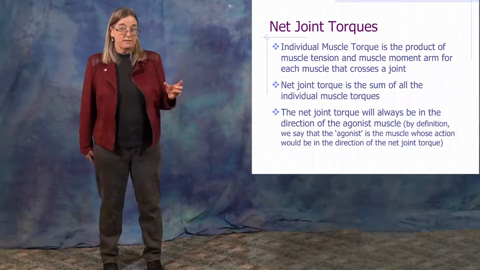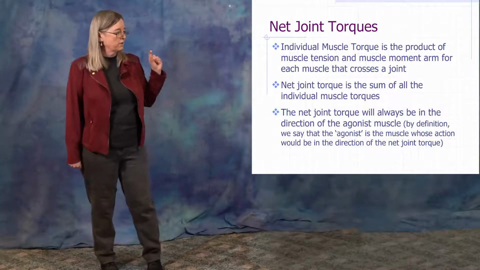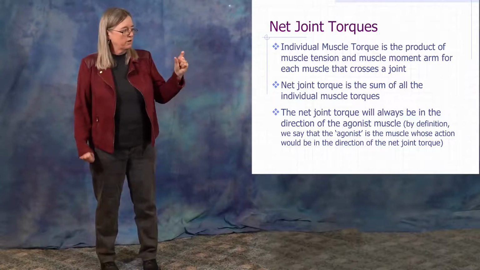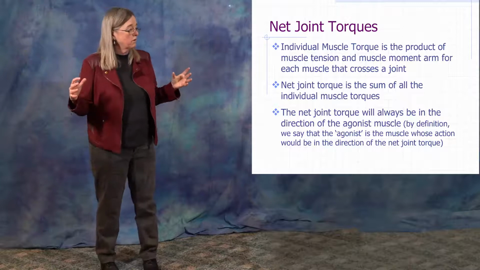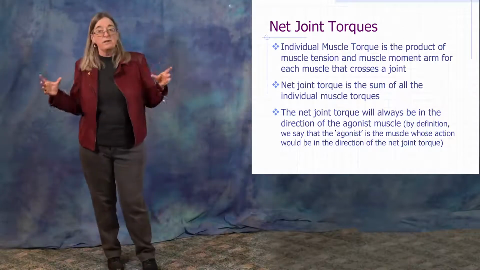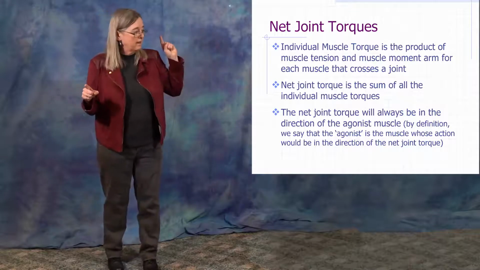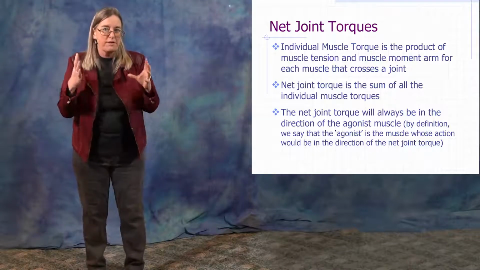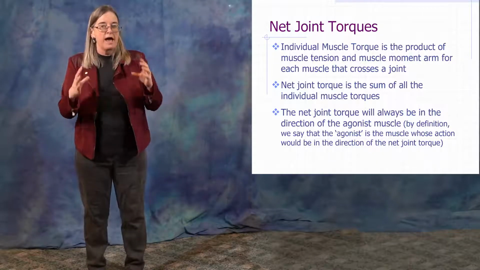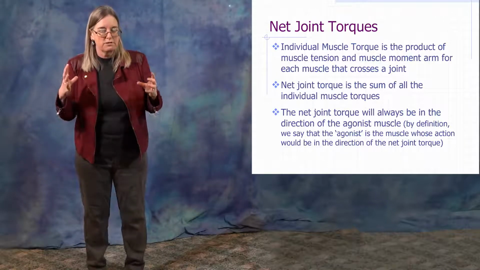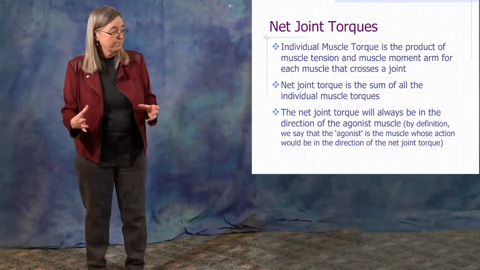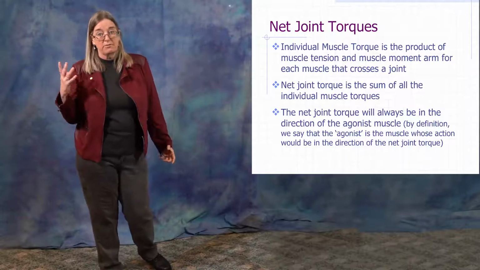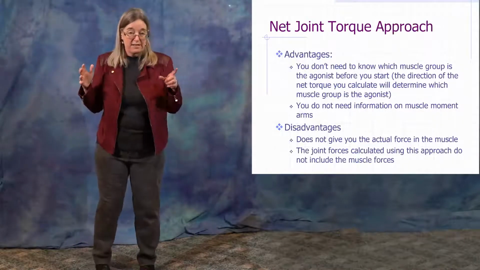We recognize that the individual muscle torque is the product of a muscle tension and a muscle moment arm, and that the net joint torque is the sum of all the individual muscle torques. And the net joint torque will always be in the direction of the agonist muscle. So whichever we come up with as our net joint torque, that is the direction of the agonist muscle at that instant in time. And that is really the definition of the agonist muscle.